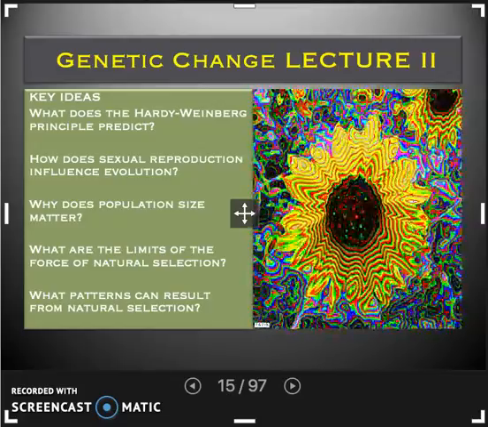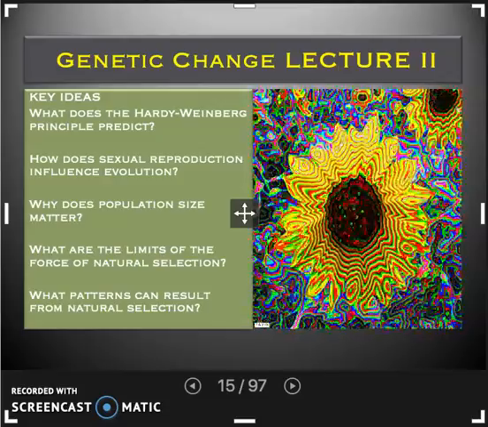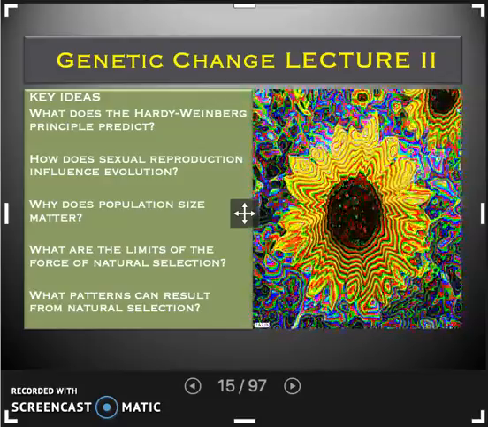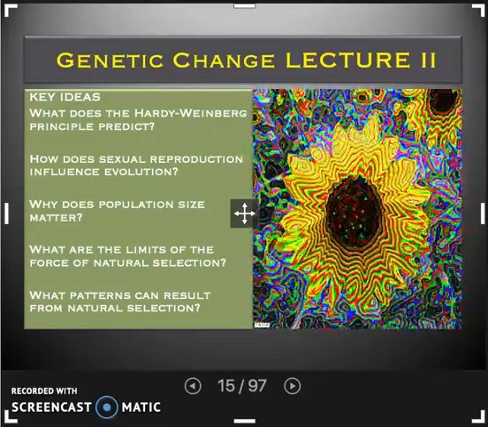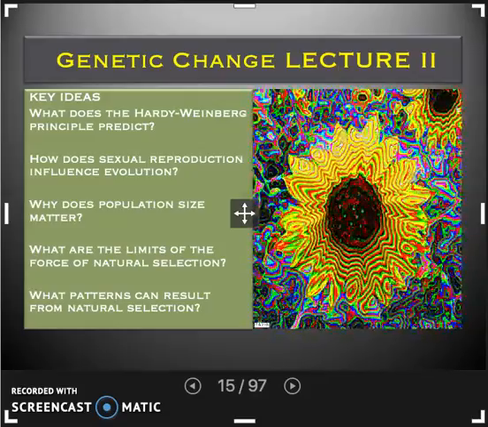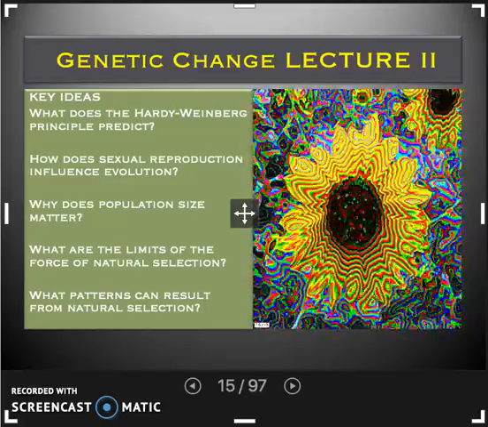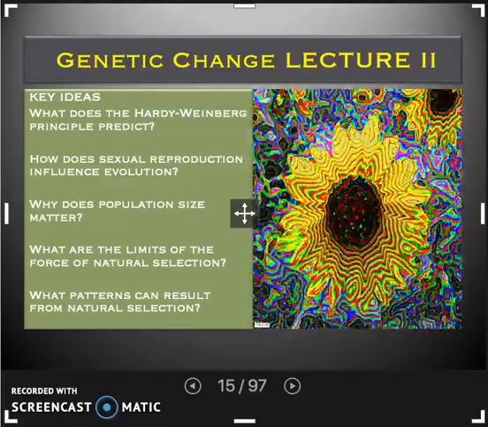We're also going to talk about what other kinds of forces can affect population genetics, like sexual reproduction, the size of populations, or natural selection on the population itself. And then, of course, in the end, we're going to talk about how that influences evolution.